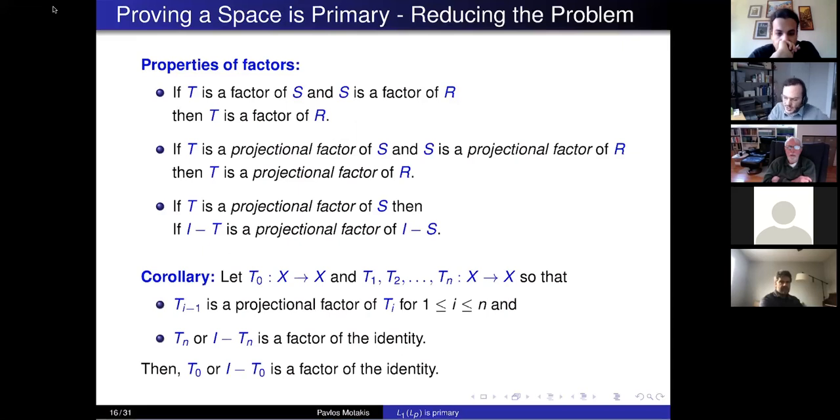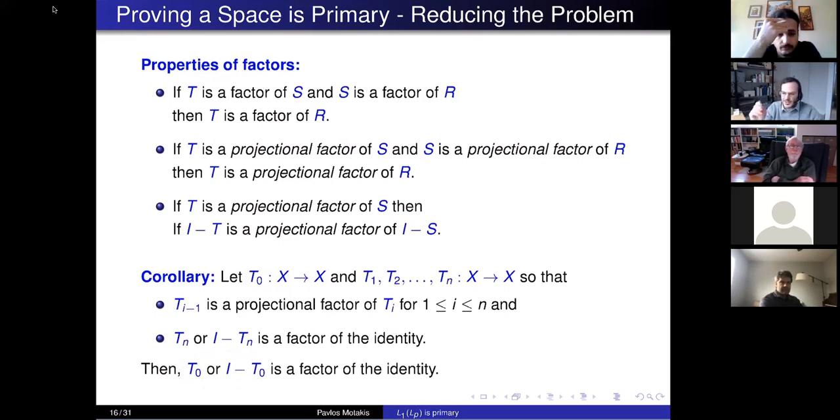I have an operator T0 defined on some Banach space. And wishfully, because I'm aiming to prove primariness for X, I want to show at the end, this is the conclusion I want to reach, that either T0 itself or the identity minus T0 is a factor of the identity, because we explained earlier that this has to do with primariness a lot.